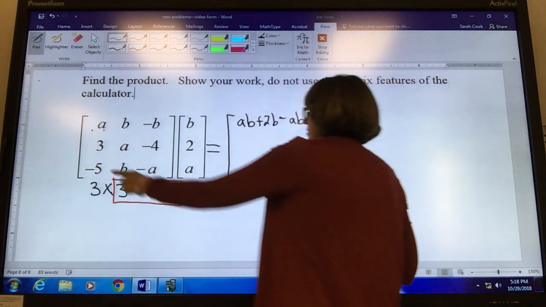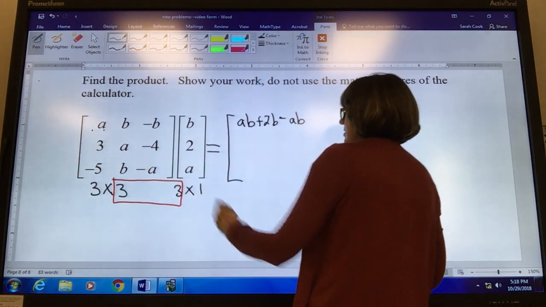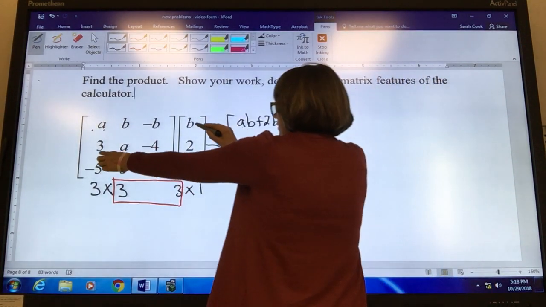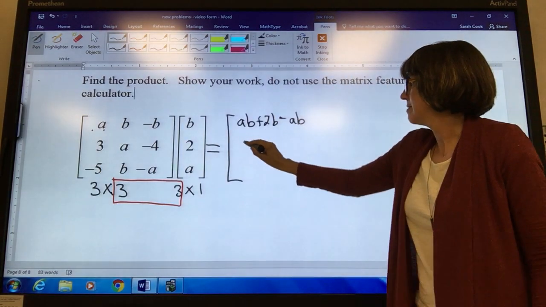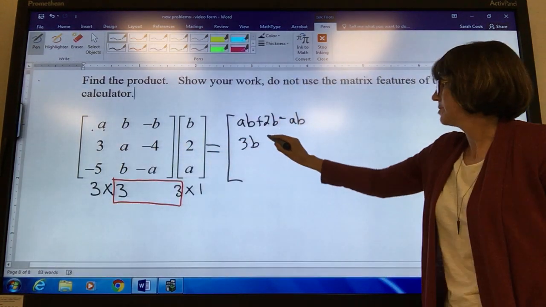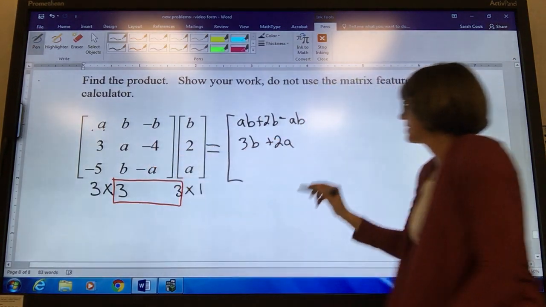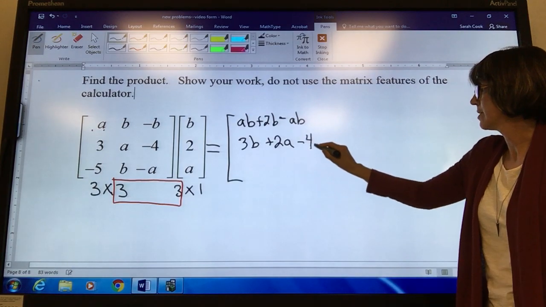Now we move on to the second row of that first matrix, again times this first column, because that's all we have. 3 times B is 3B. A times 2 is 2A, so we'll add 2A. And negative 4 times A will be a subtraction of 4A.